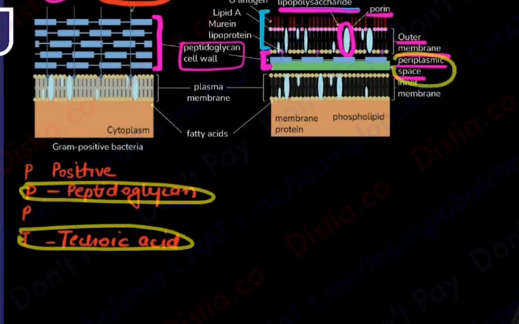So if they ask you where is periplasmic space, where is outer membrane, where are porins, all of it is in the gram negative. Peptidoglycan nahi hai. Instead, it has lots of lipopolysaccharides.